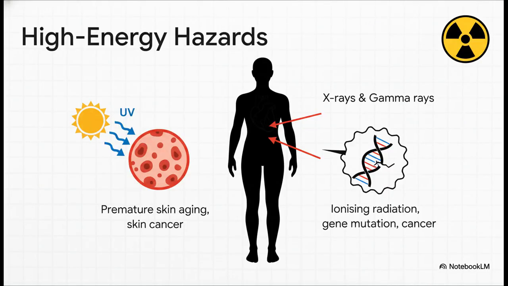Let's just quickly nail down these hazards. Basically, from UV upwards, the waves carry enough energy to be dangerous. UV radiation damages the surface, your skin. But X-rays and gamma rays are even more of a worry because they're ionizing and can penetrate right into the body, which means they could potentially cause mutations and cancer much deeper inside.